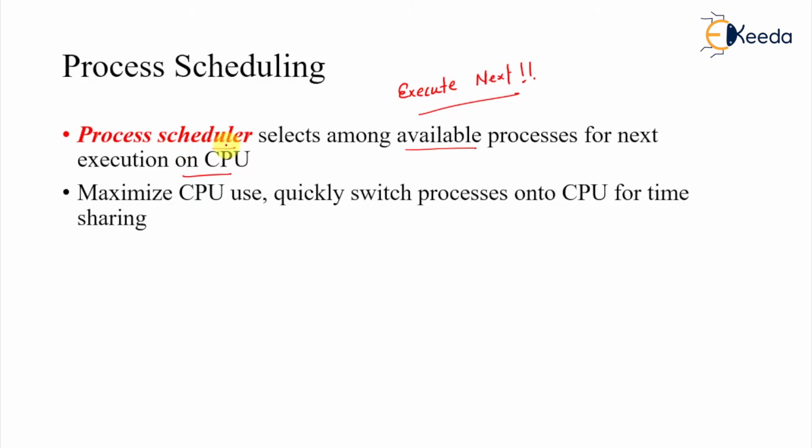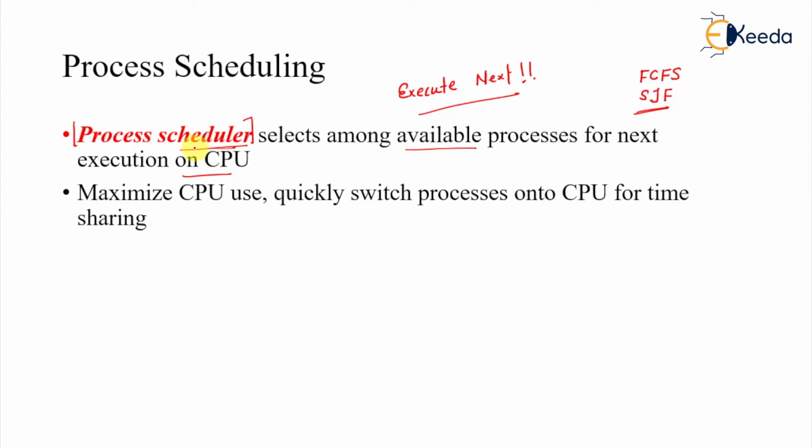Now how the process can be scheduled depends upon the type of process. Different process scheduling algorithms are there. For example, there is first come first serve, and then we have SJF, shortest job first, with preemptive and non-preemptive versions. We will learn these scheduling algorithms later, but for the time being we are talking about the process scheduler.